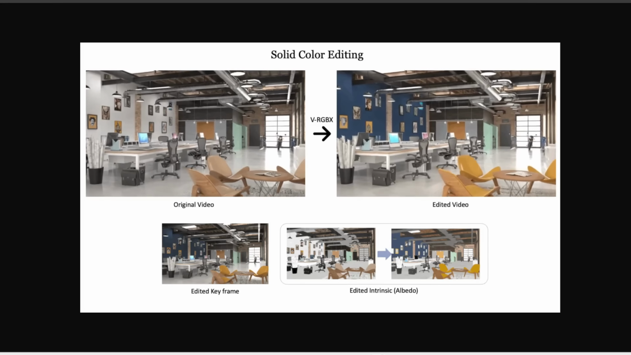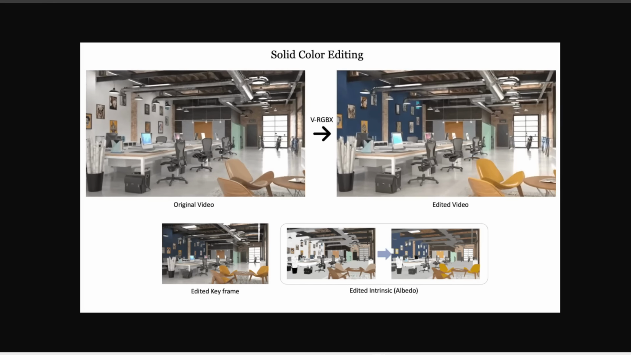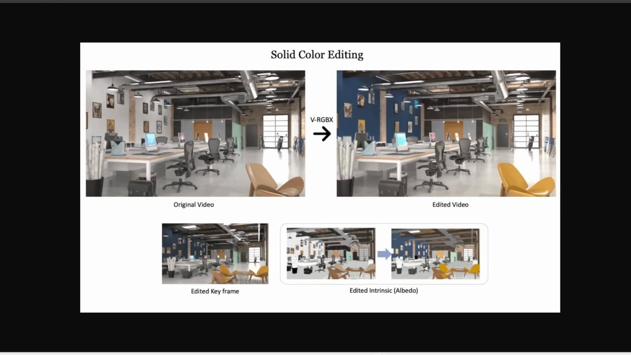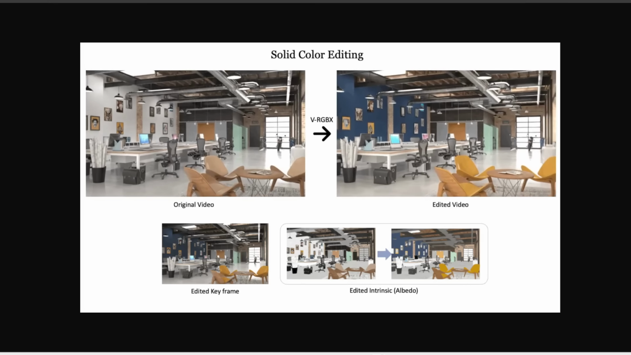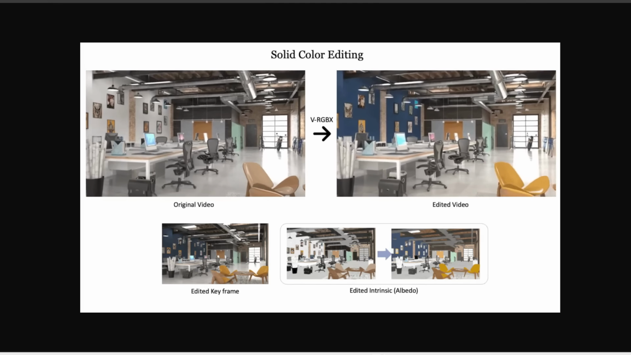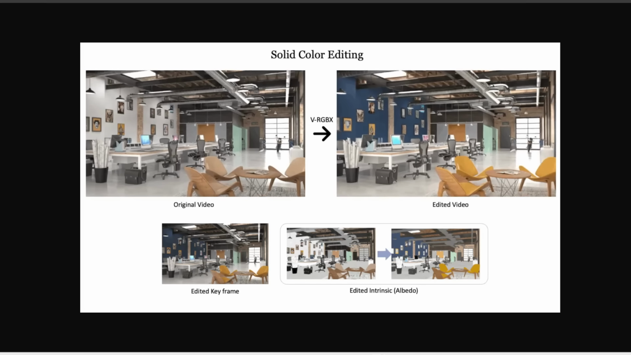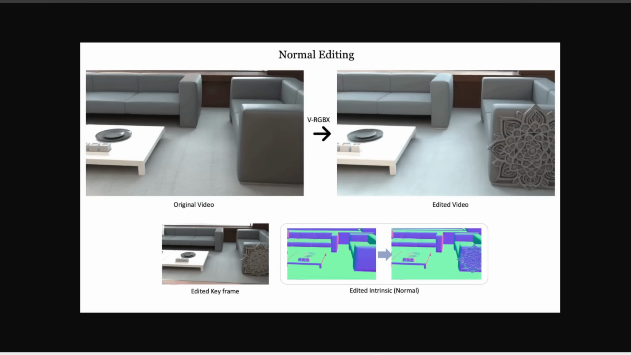First of all, albedo is like the base color of a surface. So for example, you can edit the albedo or the color of the wooden chairs in the foreground to yellow, and you can also change the wall to blue, and here's what you get. Notice that it only changes the color or albedo of these objects while keeping the rest of the scene the same.